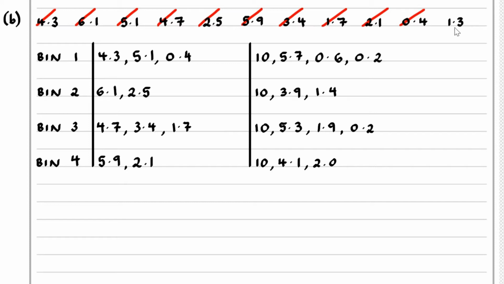If we take a look at the 1.3, there's not enough space in bin 1, however there is enough space in bin 2, so we place the 1.3 into bin 2, and so the remaining space will be 1.4 subtract 1.3, which is 0.1. Let's now cross off the 1.3, indicating we've used it. We have sorted the original list into appropriate bins.